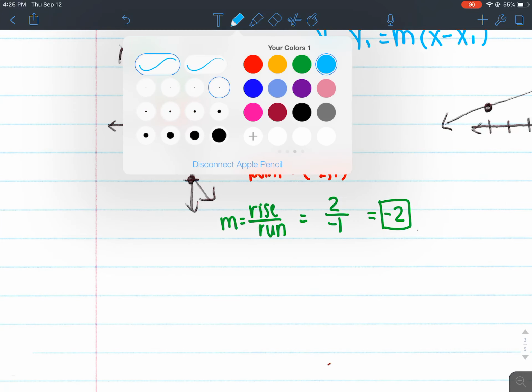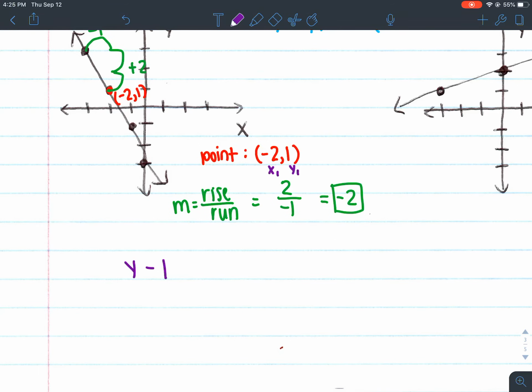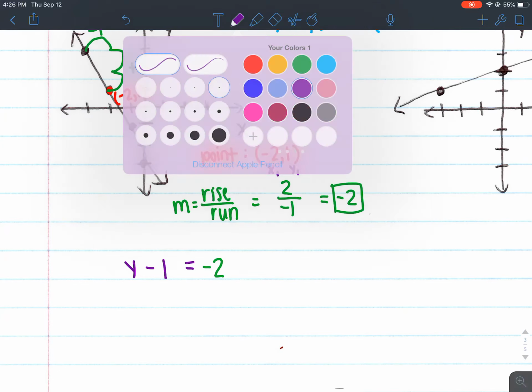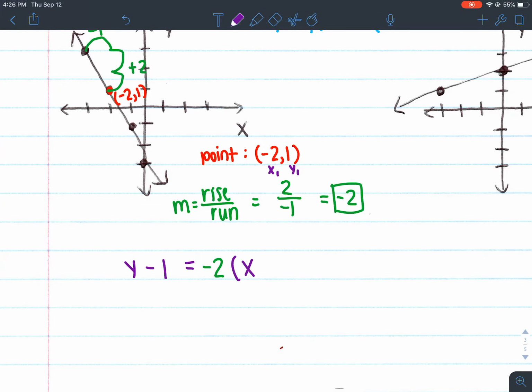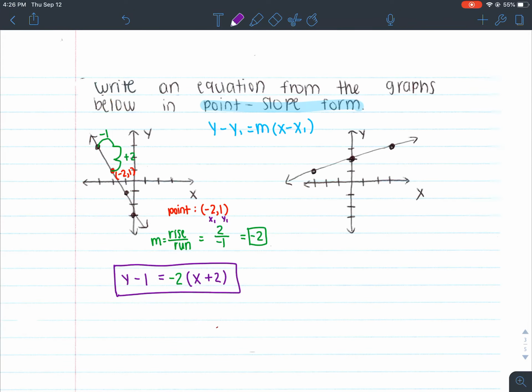So let's go ahead and put this in our formula. So I have y minus 1, right, because this is our y1, and that's also an opposite sign, whoa, equals our slope, which is -2 times x plus 2, right, because it's going to be the opposite of -2 of our point. So this would be one of our solutions. So you could have multiple equations, so it might not be this exact point, it could be a different point.